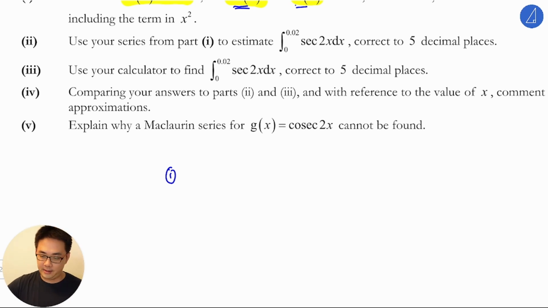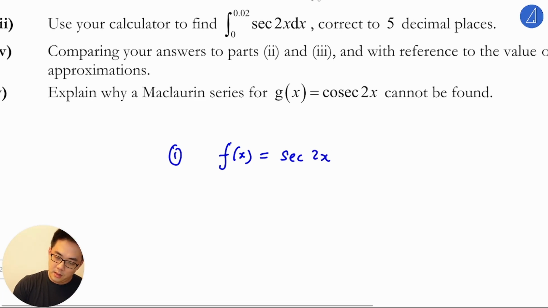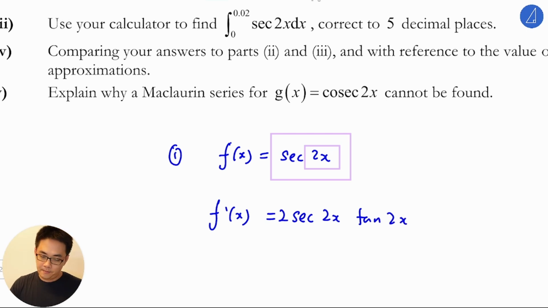What you get is f(x) is secant 2x. It will be f prime x. You can use MF26, right? This will be secant 2x tangent 2x times 2. Okay, MF26: differentiate secant x is secant x tangent x.